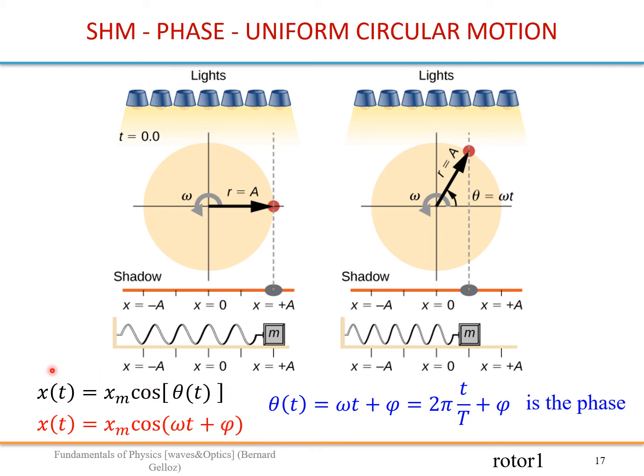Alright, so in fact this is a simple harmonic motion, the same as for a mass oscillating like that. So the important thing here to know is that theta of t is called the phase. Okay, so it's omega t plus phi, or 2 pi t divided by the period, by the definition of omega, plus phi. So this is the phase. It's an angle.